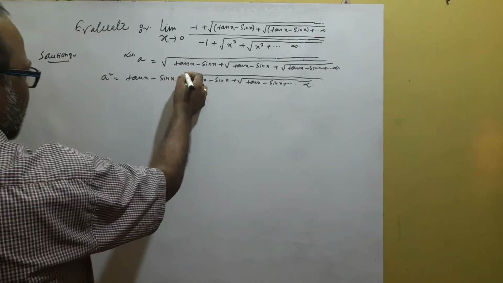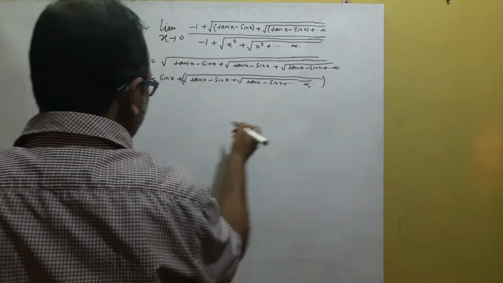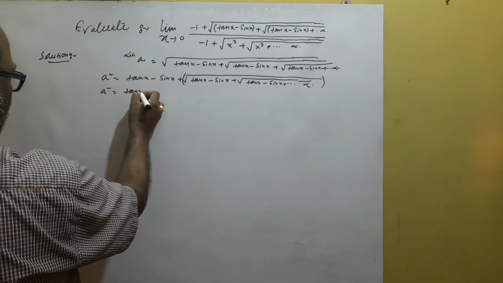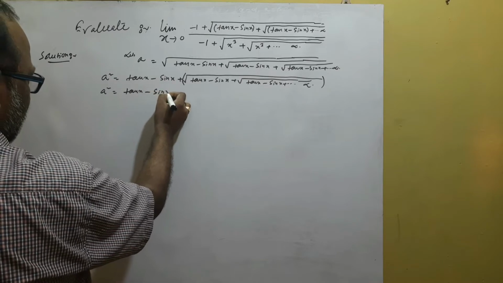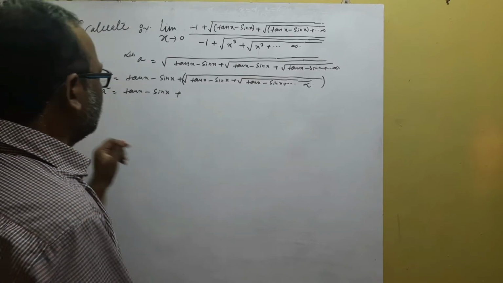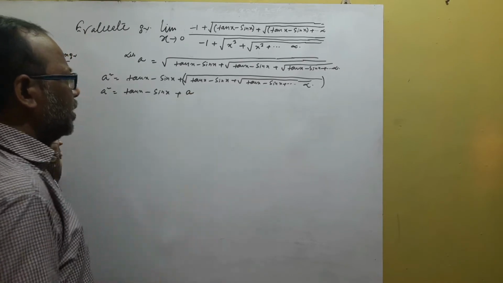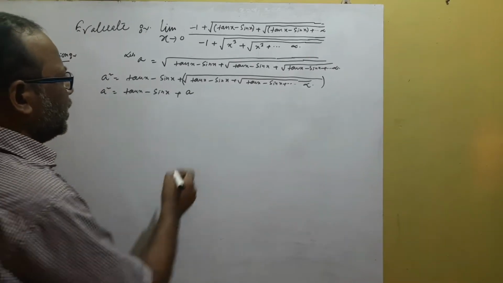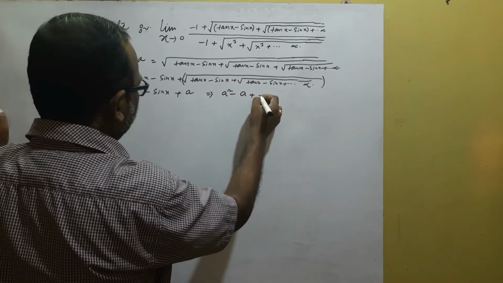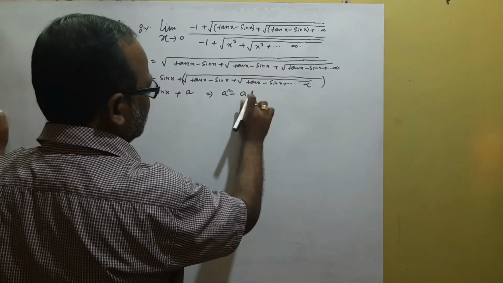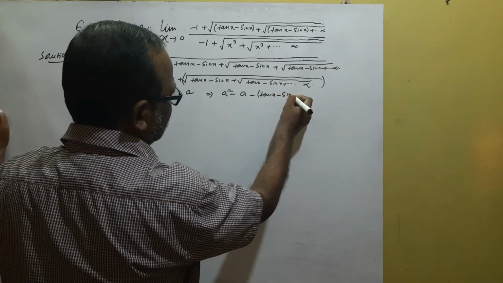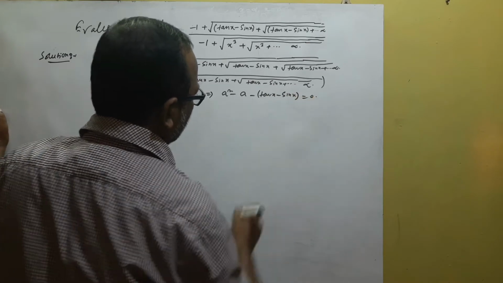So see, again this pattern came out here. So a square is equal to tan x minus sin x plus a. We get the same pattern, so we can replace it by a. So this is a quadratic equation in a: a square minus a minus (tan x minus sin x) is equal to 0.